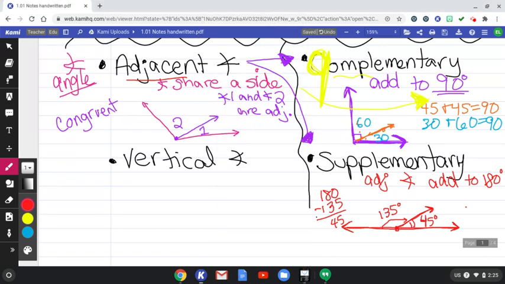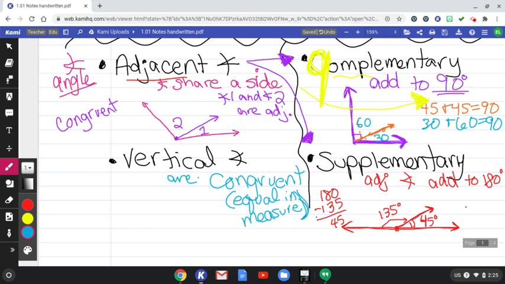Okay. Vertical angles form, let's write it like this. Let's say vertical angles are congruent. And what congruent means is that they're equal in measure. So again, each year you go through math, you learn fancier words that mean something really simple, right? So the word congruent just means equal.